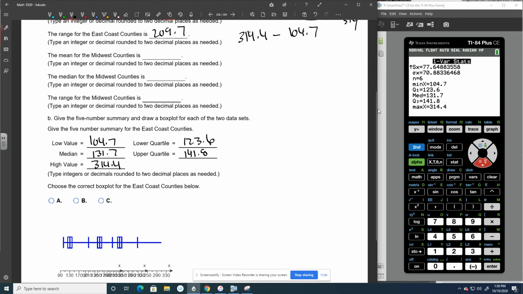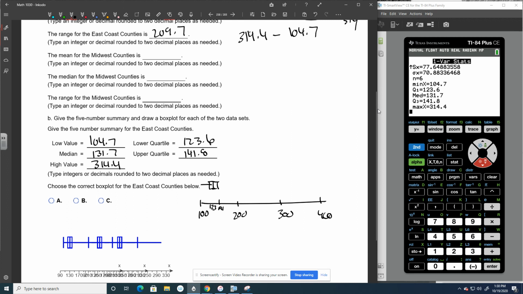Now, to choose the box plot that matches, remember my box plot is going to be over a number line. So this would be like 100, this would be 200, this would be 300, and let's say this is 400. So my median, my middle number, is 131. So up here above 131 would be my middle. My quartile 1 isn't much bigger. That's 141. My quartile 3, my quartile 1, my lower quartile is the 123.